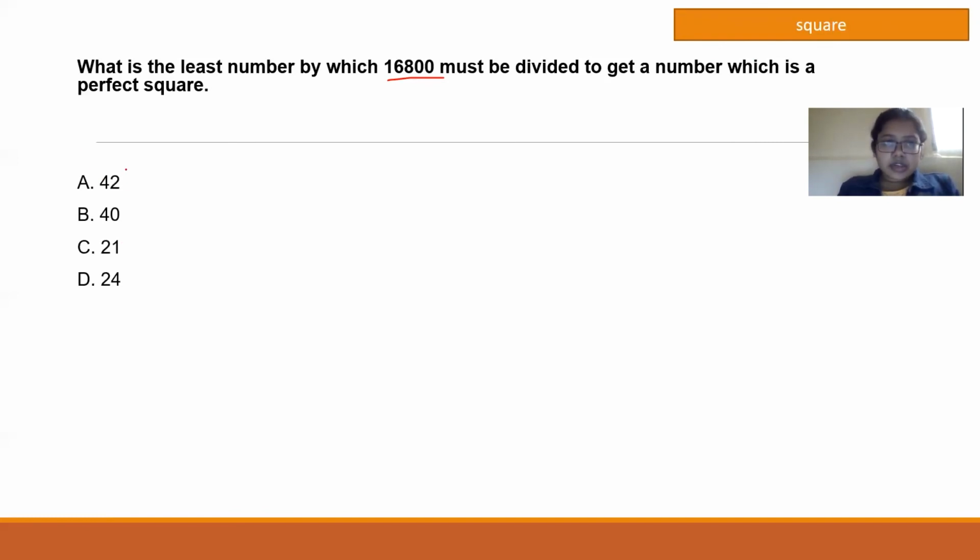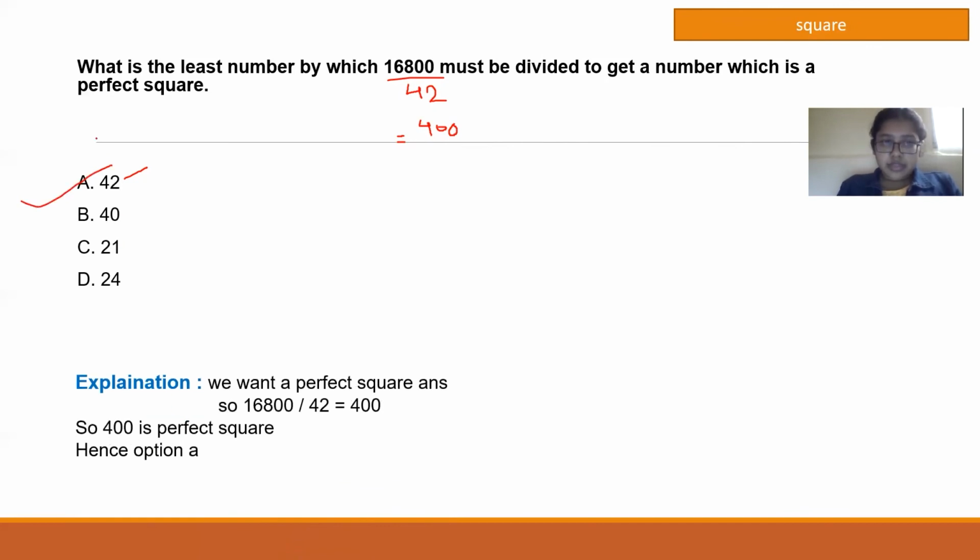So let's take 42. If I divide 16,800 by 42, what will I get? I will get 400, right? Is this a perfect square? Yes, it's a perfect square. Means option A is the correct answer. You can try this for the remaining three numbers. You will not get a perfect square. And then you can conclude.